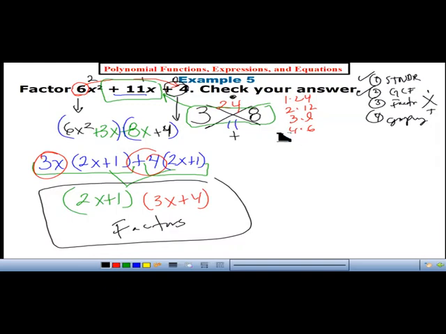Example number 6. Example 6. 6x squared plus 11x plus 3. I'm leaving it almost exactly the same so you can follow the process. See if you get that by yourself. Go. Factor 6x squared plus 11x plus 3. I'll give you some time. All right. It's okay to end up with not just 1x, right? Yeah, that's right.